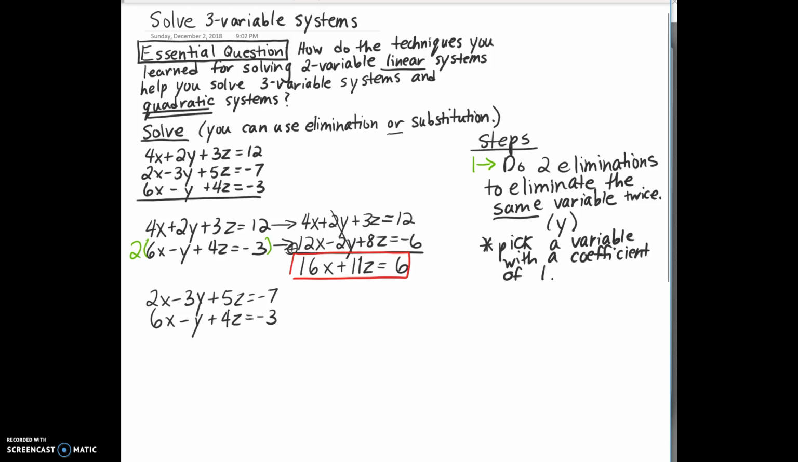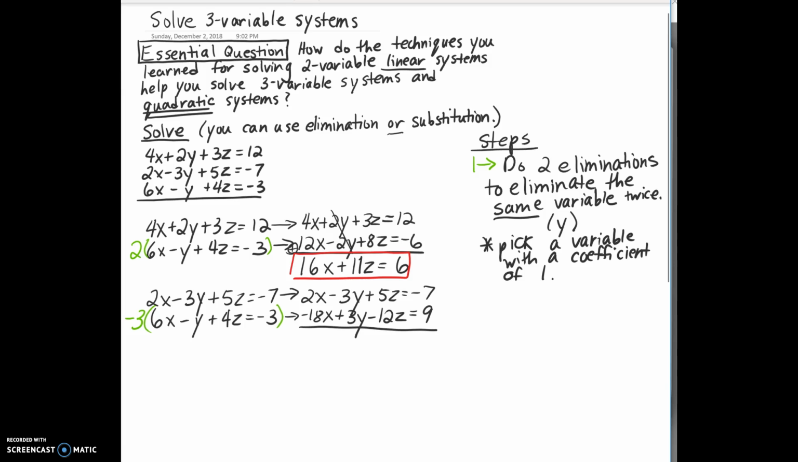Now on the top equation I have a negative 3 and the bottom I have a negative y. So to get opposite signs I'm going to multiply by negative 3. That way when I rewrite the top equation I have the minus 3y, and then on the bottom equation I'll get negative 18x plus 3y. So I have those opposite signs allowing me to add. Minus 12z equals 9.